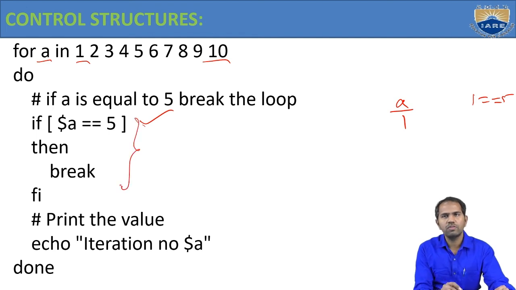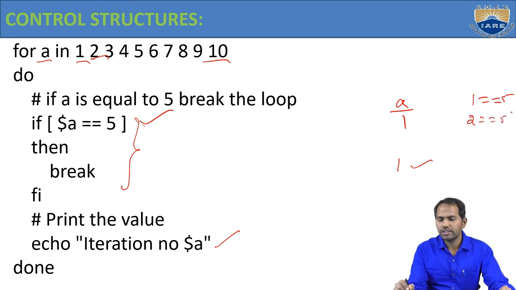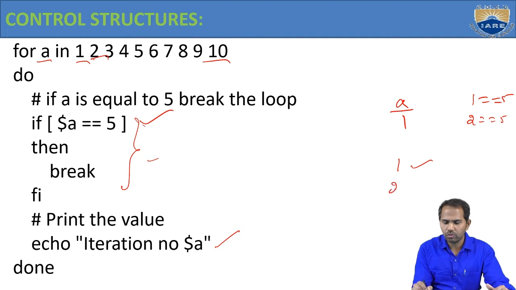Then outside of the if condition, it prints iteration number 1. Then again take 2, the second value, and check the condition. If a, 2, equal to 5? No, the condition fails again. It's not entered in the if condition. Then again it prints iteration number 2.